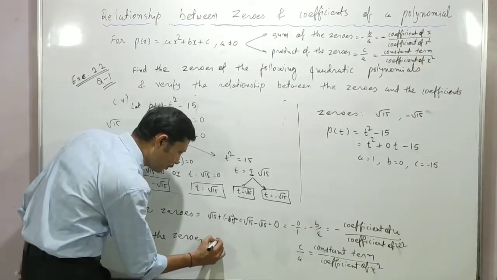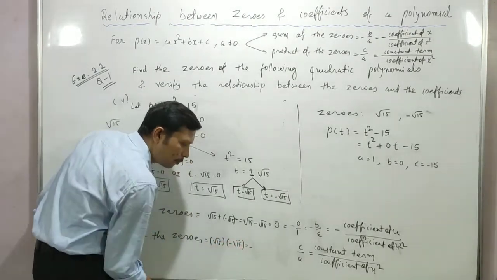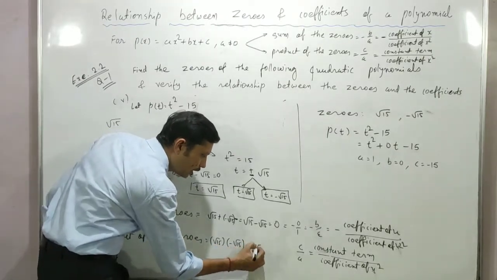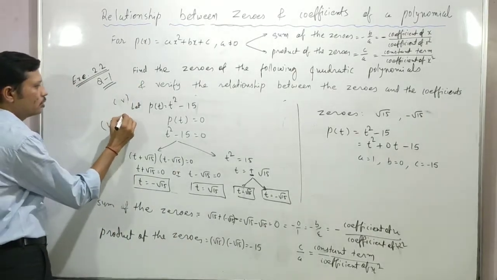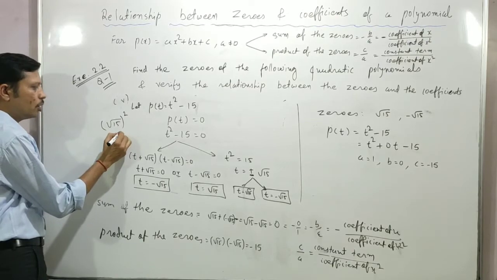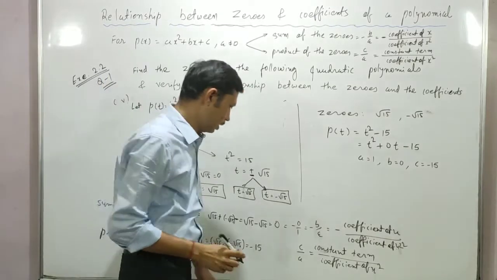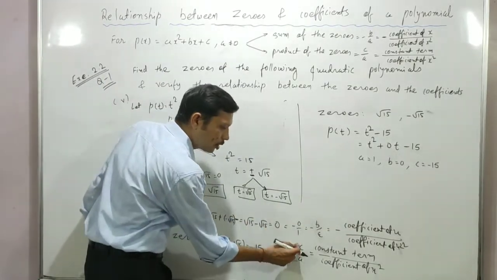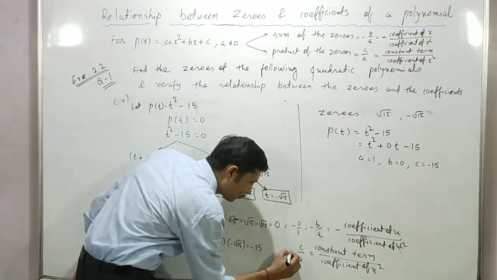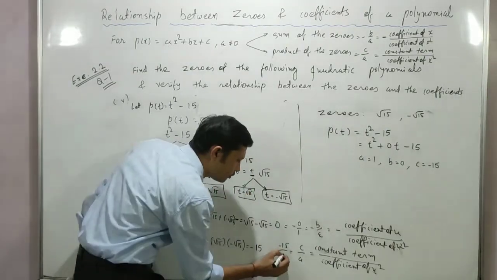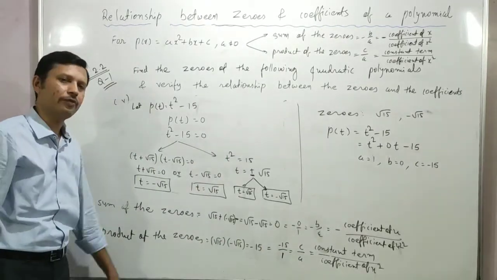Now the product of the zeros. The product of the zeros is root 15 and the other zero minus root 15, plus minus minus, the product root 15 into root 15. What happened? 15. Right? Root 15 into root 15, that means root 15 the square, and the square and square root will be removed. Okay. Now come to the other part. The product of the zeros will be equal to c by a. So now we will verify. The value of c is minus 15 upon a, which is 1. Now you can see minus 15 by 1 is equal to minus 15. So this way we can verify it.